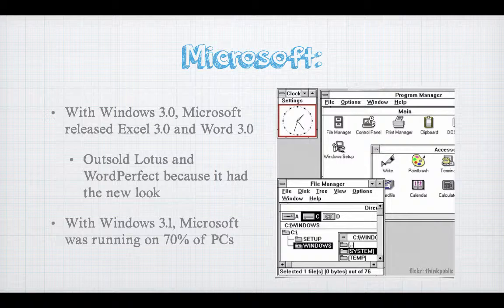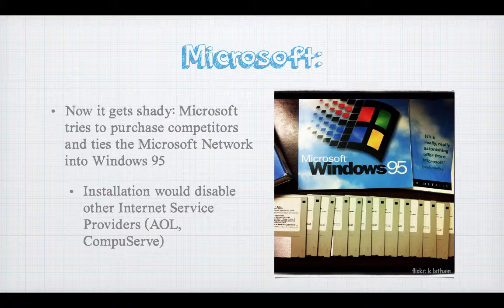So by the time Windows released the 3.1 Windows update, 70% of the PCs in the United States and in the world were running Microsoft. They're there. They've got it. 70% market share is a huge market share. What they do next is when they start to get in trouble.